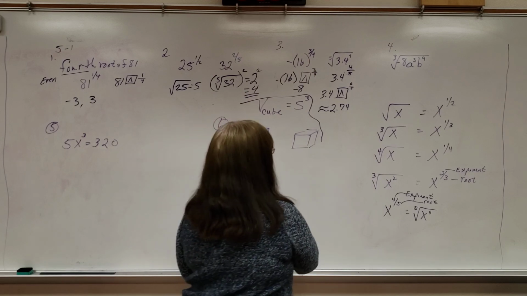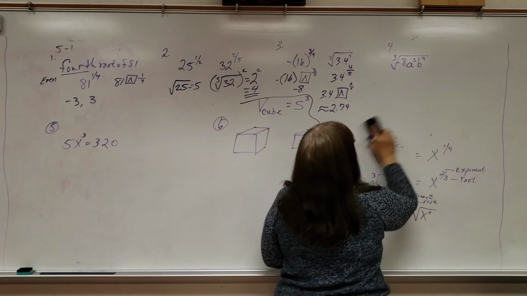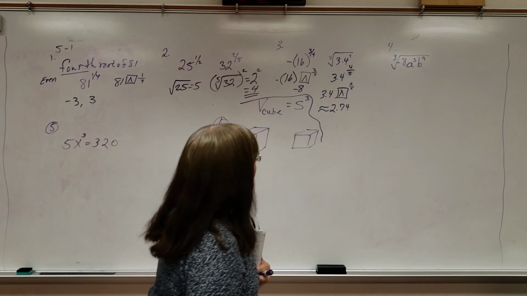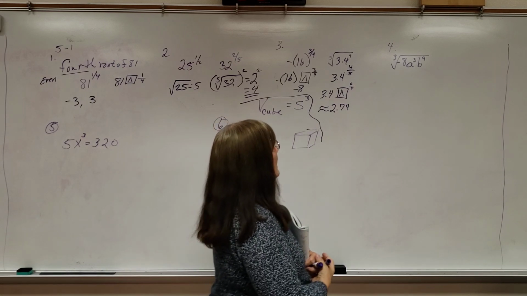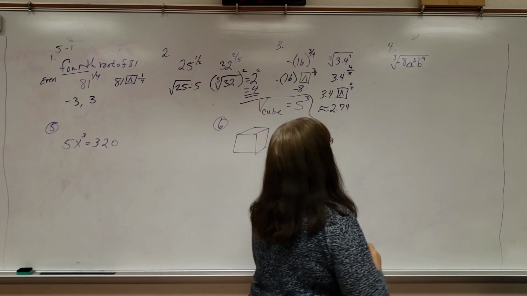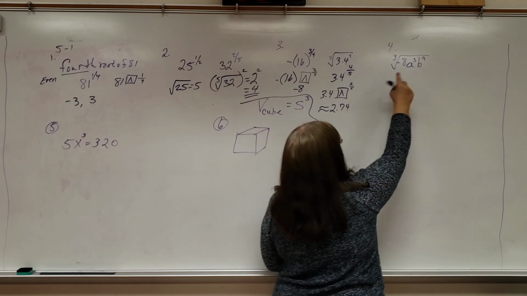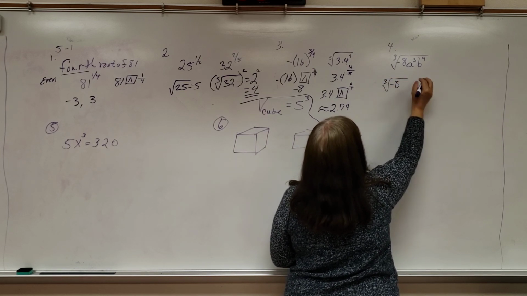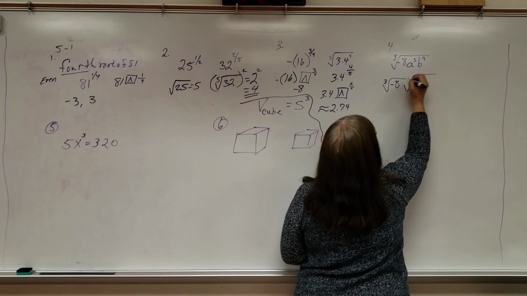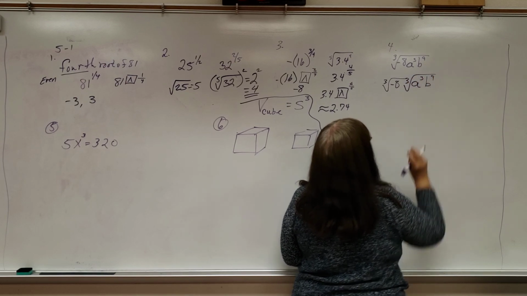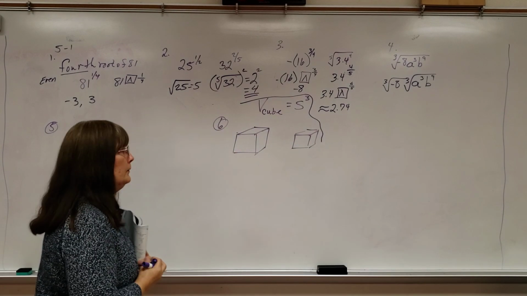Now, the last one I want to show you is the cubed root of negative 8 cubed and b to the 9th. The easiest way to do this would be to separate this so that I end up with the cubed root of negative 8 and then the cubed root of a cubed b to the 9th. So you can kind of see it a little bit better.